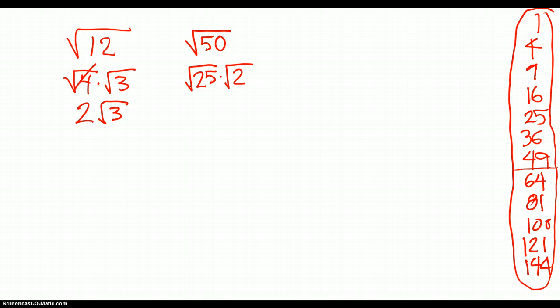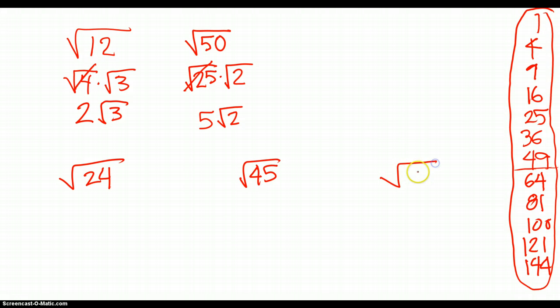Now go back, and what is the square root of 25? Square root of 25 is 5. Can't do anything with the 2, so it's a 5 square root of 2. Okay? So I want you to try these 3 on your paper, pause it, and then I'll come back and I'll give you the answers. So square root of 24, square root of 45, and the square root of 98.